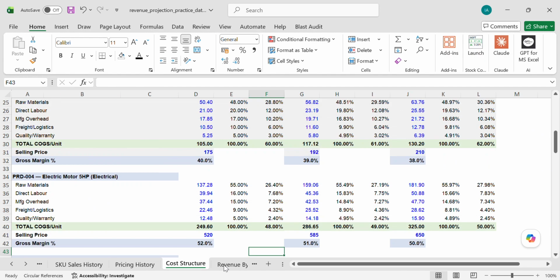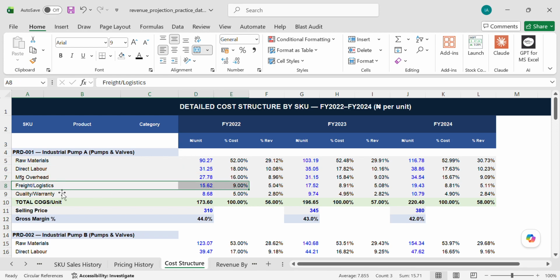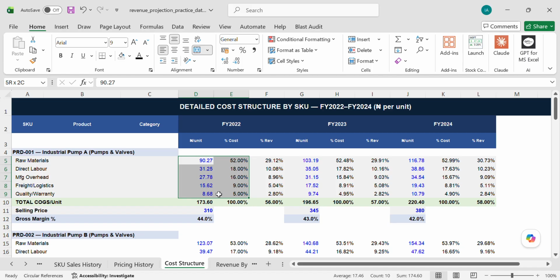So, and also we have the cost structure. The cost structure is basically all direct costs, including raw material, direct labor, manufacturing overhead, freight and logistic costs, and quality, so warranty. So we give you a total of your cost of goods sold. These are majorly tied to the level of activities in the business. Right. So based on historic data, this is how it has been.